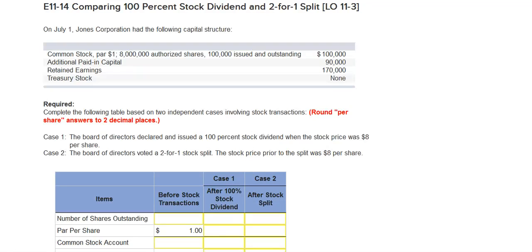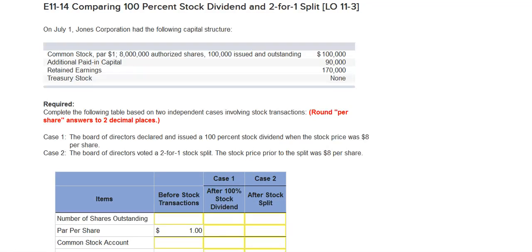A stock dividend is expressed as a percent of the current shares outstanding. So a 100% dividend means that 100% of the current shares outstanding will be distributed. For example, if there are 10,000 shares outstanding, another 10,000 shares will be distributed. If it's a 20% dividend, then 20% of the current outstanding shares of 10,000, or 2,000 shares, will be distributed.